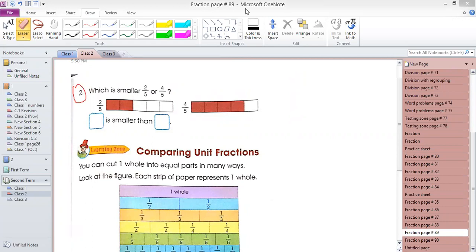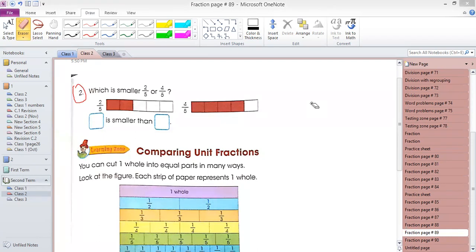I'm going to take one of the students who will tell me the smallest fraction. Jamal Badr. Which is the smallest fraction? 2/5. How do you know? Because 2 is smaller than 4. That's very good. Thank you.